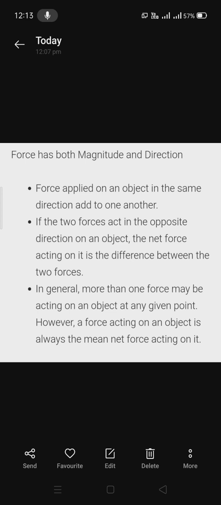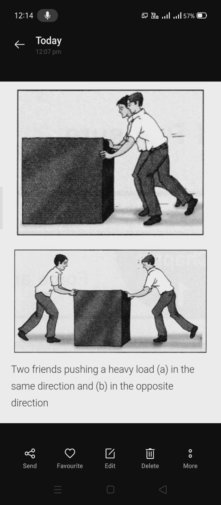Forces applied on an object in the same direction add to one another. If they are acting in opposite directions, the net force will be the difference between the two forces. In general, more than one force may be acting on an object at a given point. However, the force acting on an object is always the net force acting on it. Here two more figures are given in which two friends are pushing a heavy load. Figure A in the same direction, figure B in the opposite direction.